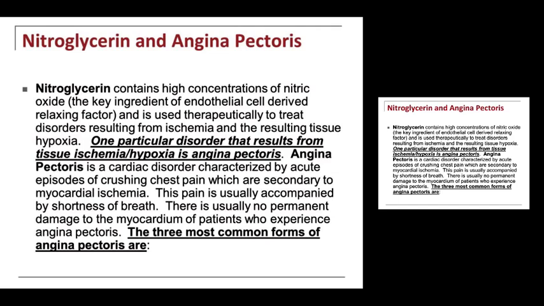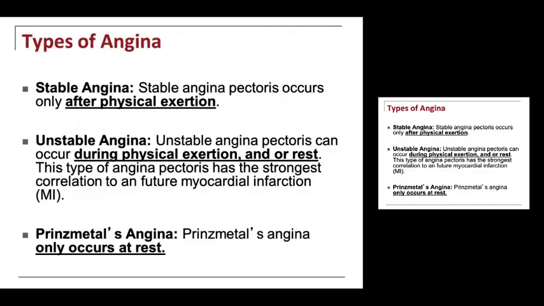So a particular disorder that results from tissue ischemia or hypoxia is angina pectoris. It's a cardiac disorder characterized by acute or short-term episodes of crushing chest pain that is secondary to myocardial ischemia, decreased blood flow to the muscle of the heart. The pain is usually accompanied by shortness of breath, and there's usually no permanent damage to the myocardium of patients who experience angina. There are a few different forms of angina: stable, unstable, and Prinzmetal's.